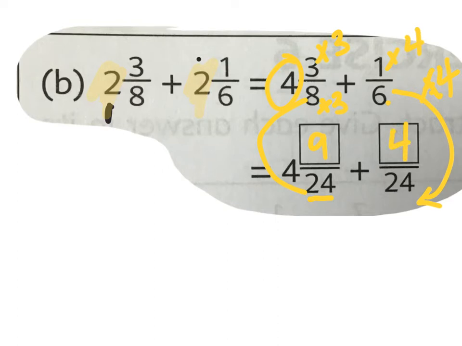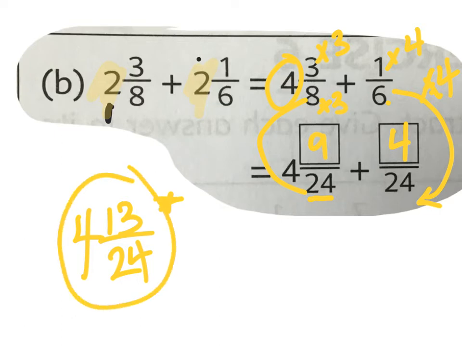Now we have our answer. Don't forget the whole number. 4 and 13/24. Can that be reduced? Well, this is a prime number, and it doesn't go into 24 evenly, so this is the answer.